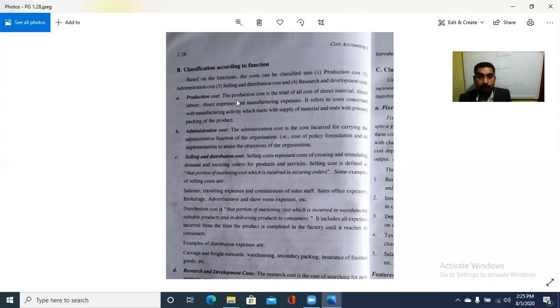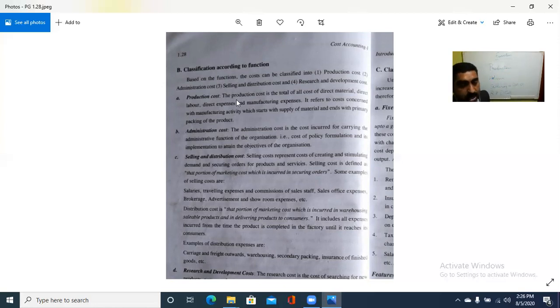Production cost. Production cost is the total of all the cost of material, labor and expenses that are directly incurred, and the manufacturing expense also. Manufacturing expenses means production expenses. Where is it coming? In the factory, correct or not? So direct material, direct labor, direct expenses plus manufacturing or factory overheads together constitute production cost or factory cost. This is also known as factory cost.